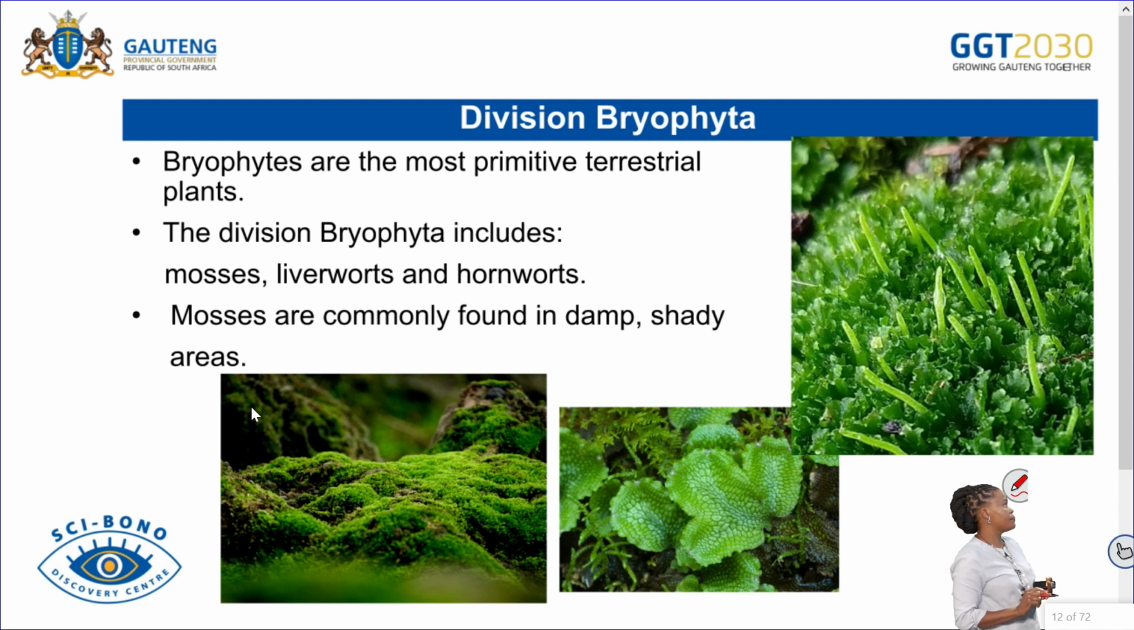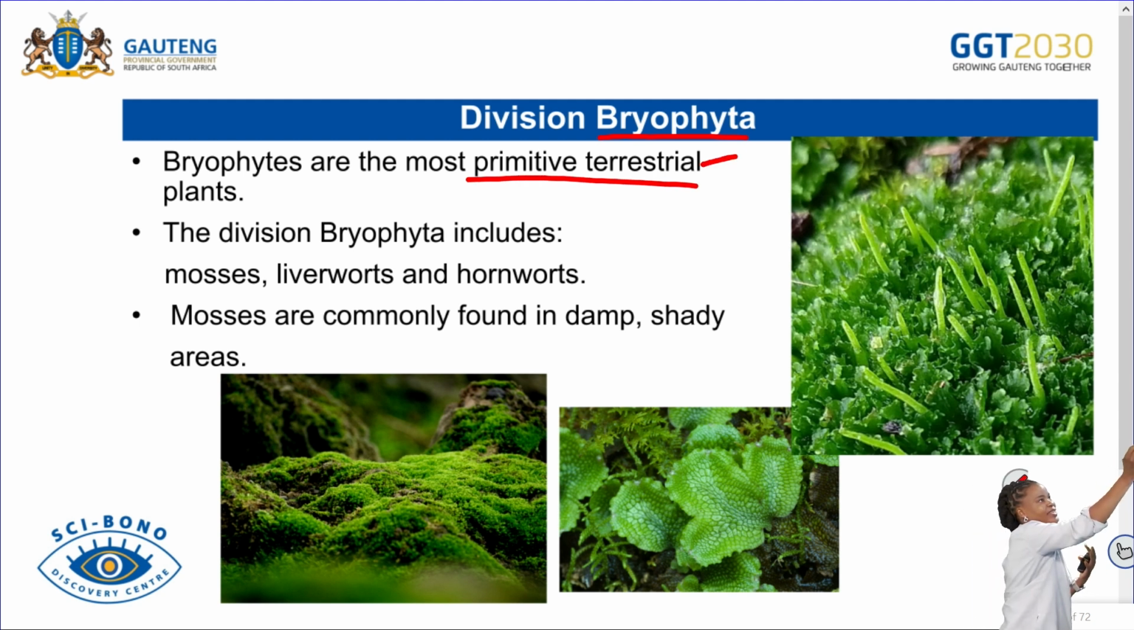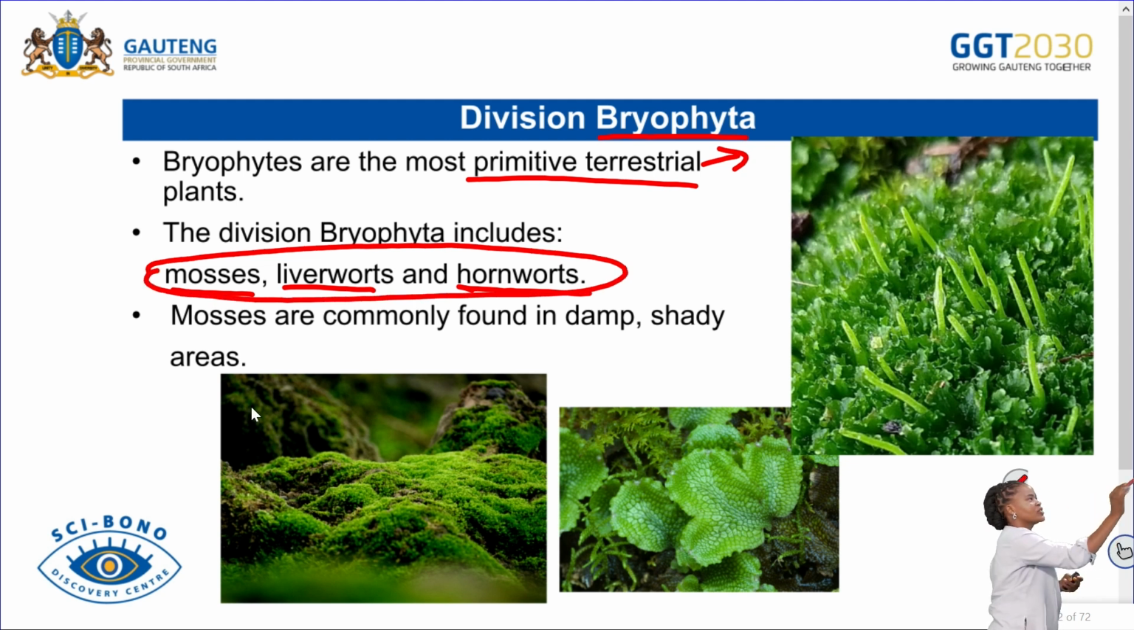So let us now get to the business of the day. The first division of our plants, we said, is the bryophytes. Now we need to know what exactly bryophytes are. Bryophytes are mostly primitive terrestrial plants. When we talk of terrestrial plants, we are simply talking about plants which are well suited to grow on land. The division of bryophytes includes the mosses, the liverworts, as well as the hornworts. These are all examples of plants which fall under the division of bryophytes.